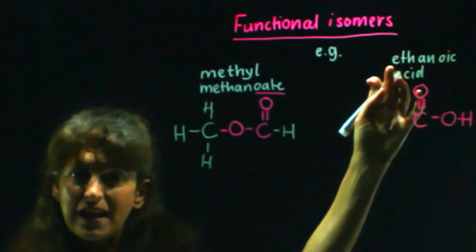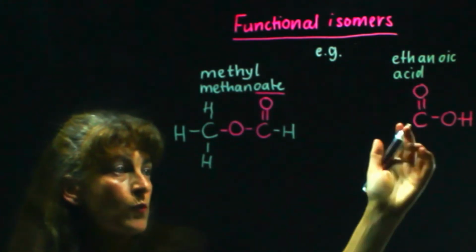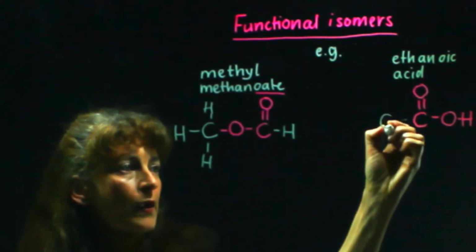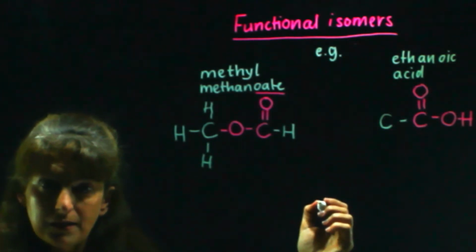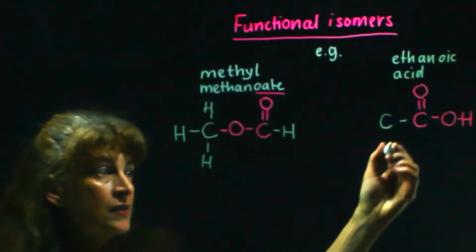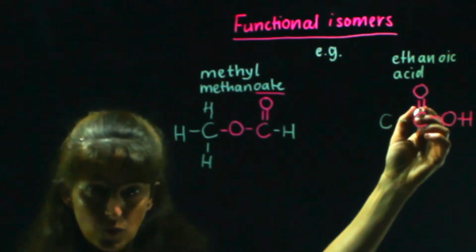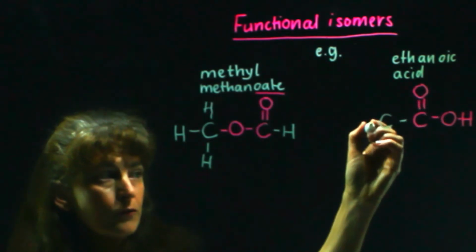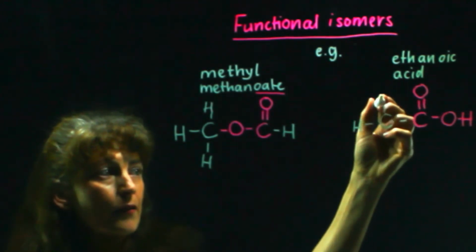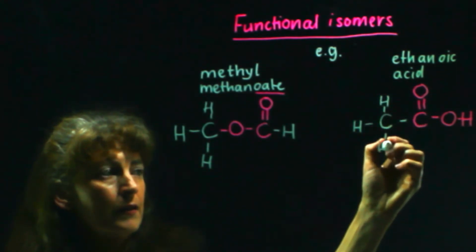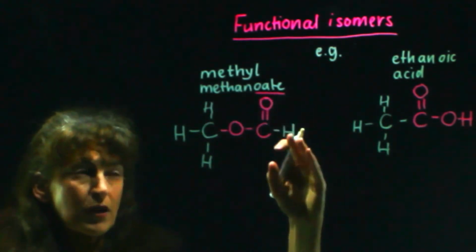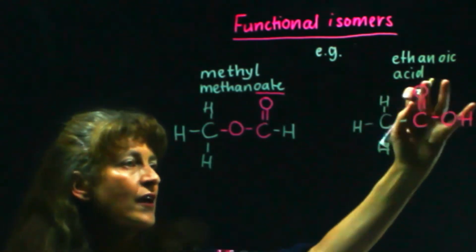Ethanoic acid, eth means 2 carbons. There's 1 of them. Let's add in the other one. And then, of course, we must check that each carbon has 4 bonds. This carbon already has 4. But this one only 1 so far, so we need to add in another 3 hydrogens. So that is the structural formula of methyl methanoate and that of ethanoic acid.